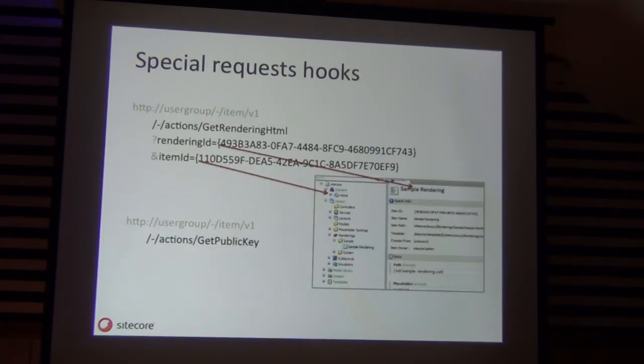So special request hooks. It sounds promising, and I'm afraid to disappoint you, there's only two. There's the get public key that we've already used, and then there's an interesting one, which is get rendering HTML, which does exactly that. So you point it to a rendering and an item, and get back some HTML.